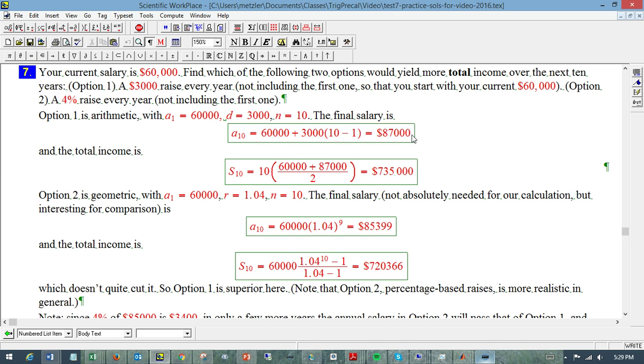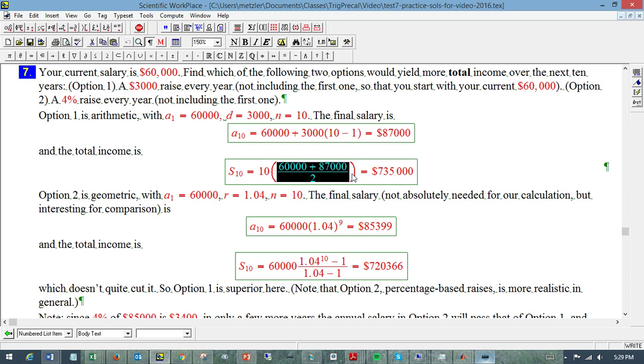The total income, very much like the problems we've been doing so far, is on average, you're making the average of $60,000 and $87,000 a year. One way I was talking about it with a student was, if you didn't tell me anything else about the exact raise structure, and just told me 10 years ago I made $60,000 and this year I made $87,000, and I wanted a guess of on average how much he's been making in the last 10 years, I would do this, but I would think of it as an approximation.